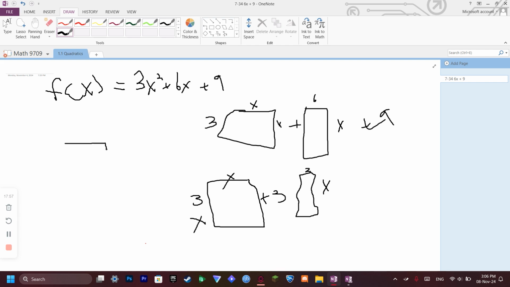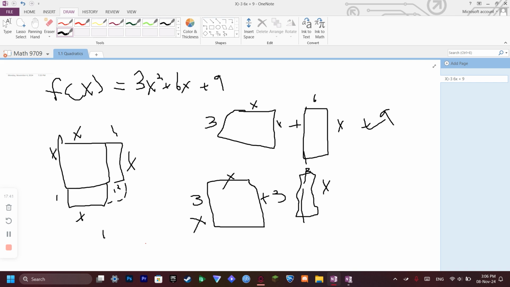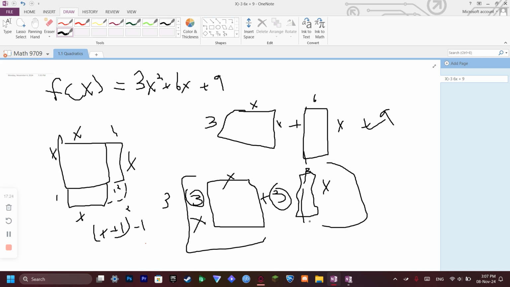Yeah, we do the same thing again, and it's just x, x, and then you divide this by 2. So you're gonna take 1 and x, and 1 and x, and then this is 1 squared. So you take x plus 1 squared minus 1. You could actually factor out the 3 here as just 3 into this.